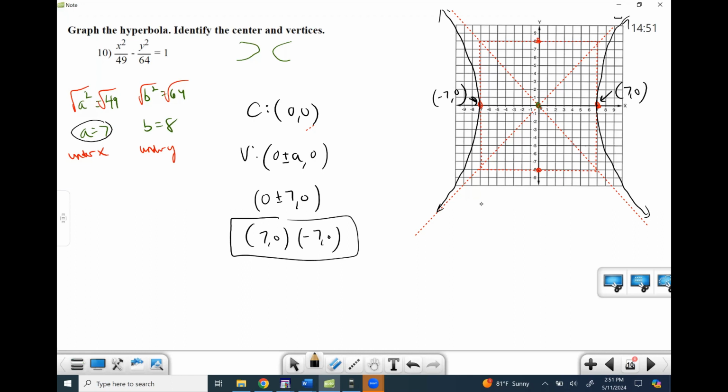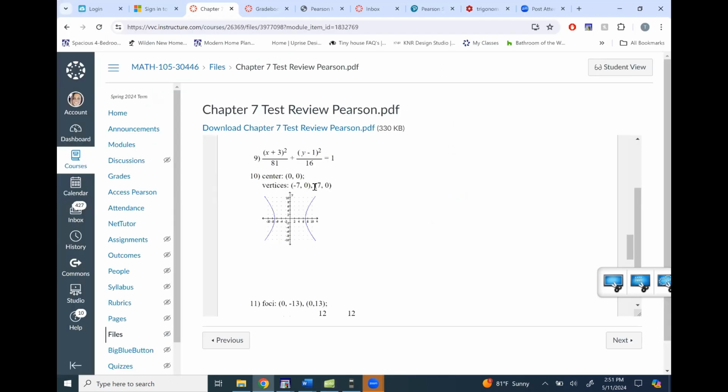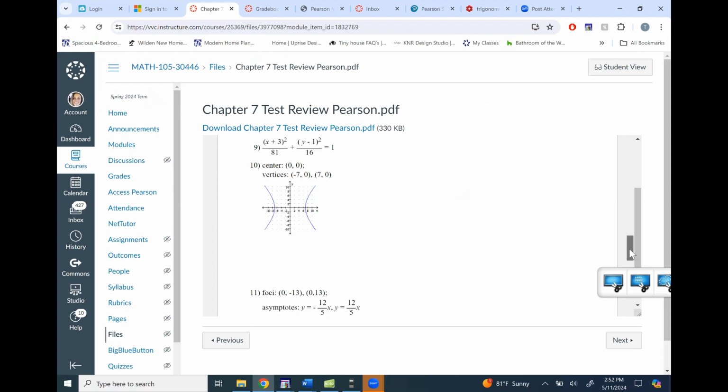All right, let's go see what that looks like on the answer key. Negative 7, 0, 7, 0 looks good. And they won't have the box. I told you guys that anything that's dotted might not show up in the graph. But we are opening in the x direction, and we do go through 7 and negative 7. So this looks really good.